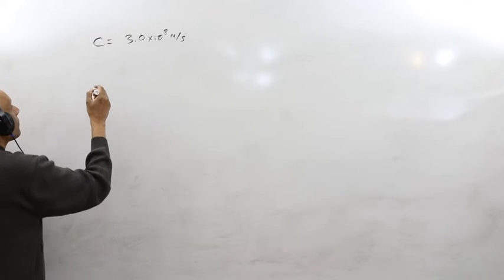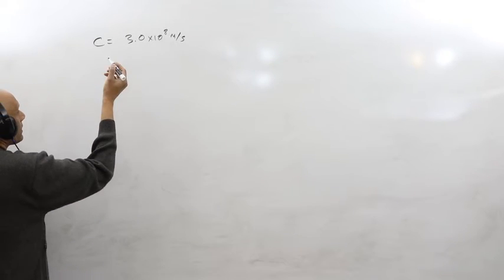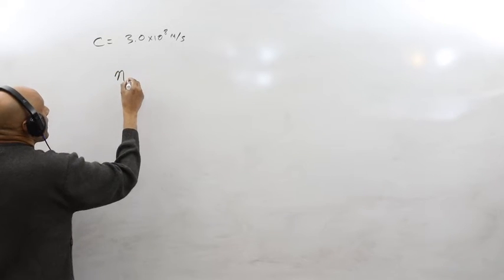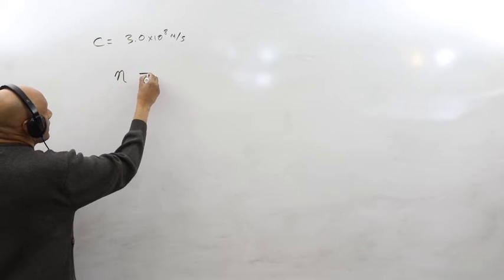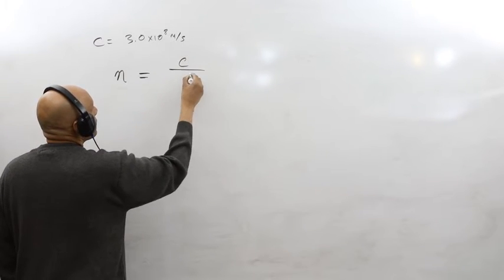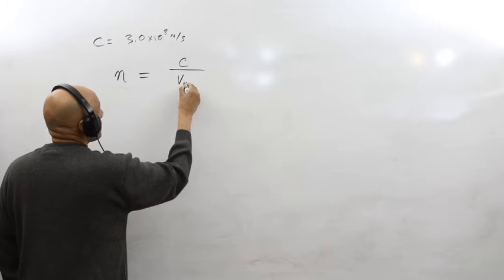For example, actually you have to know this: the index of refraction, this is called n, is defined to be the speed of light in vacuum over the speed in the material.